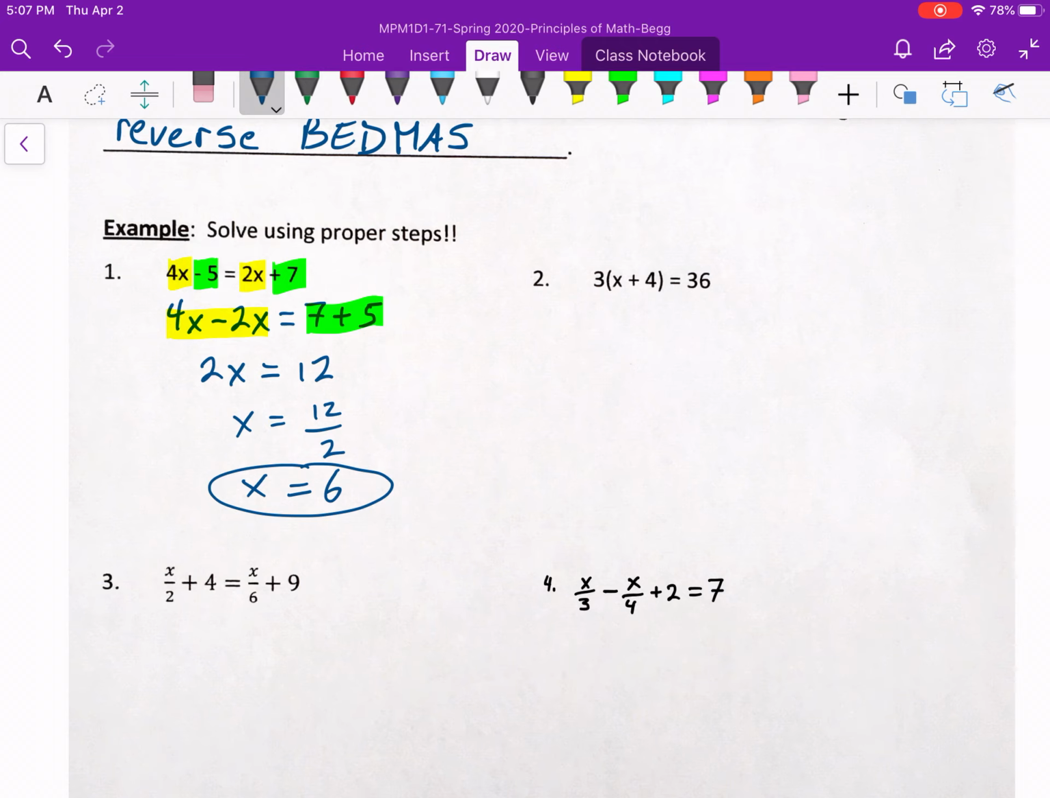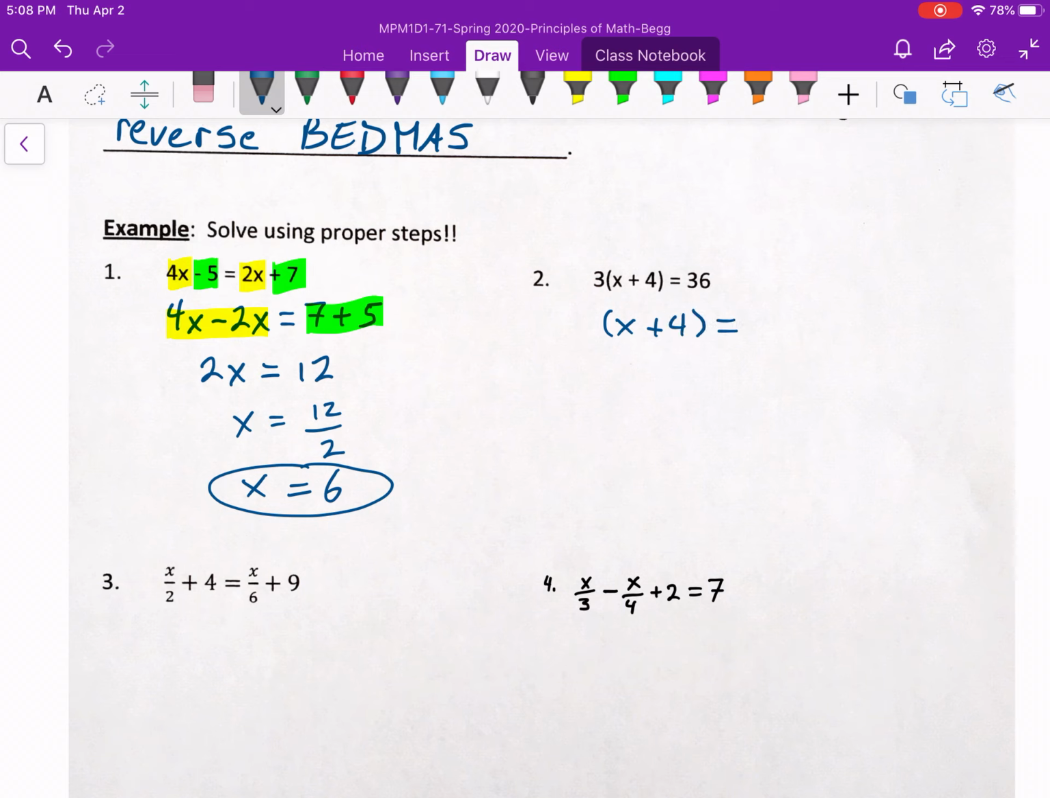So reverse order of operations means that in this case I should save what's in the brackets for last because it normally comes first. So I've got 3 times the brackets. So if I divide both sides by 3, if I divide the left side by 3, I get rid of that 3 that's out in front of the brackets.